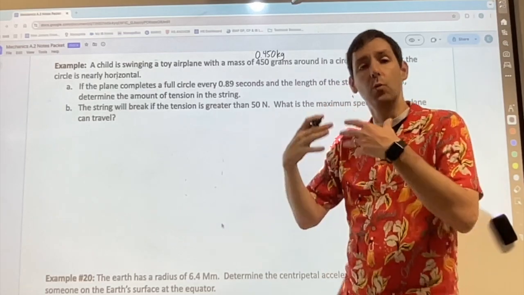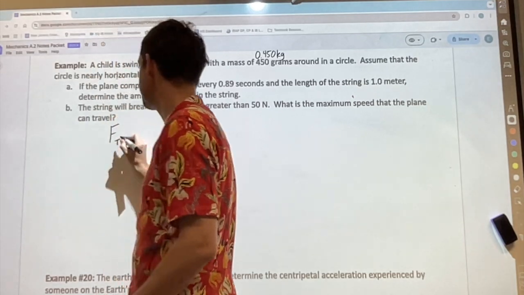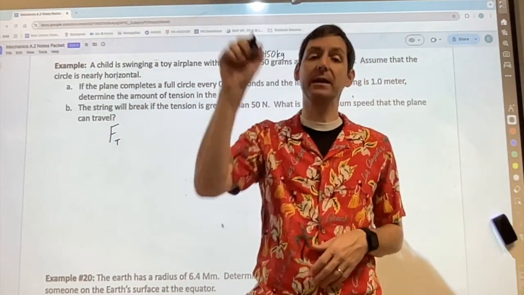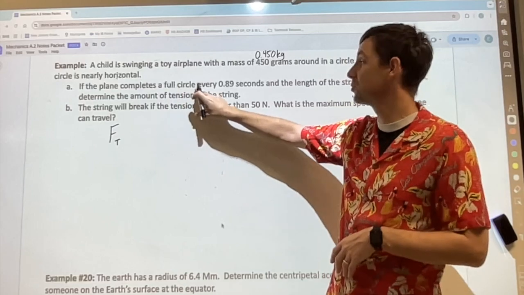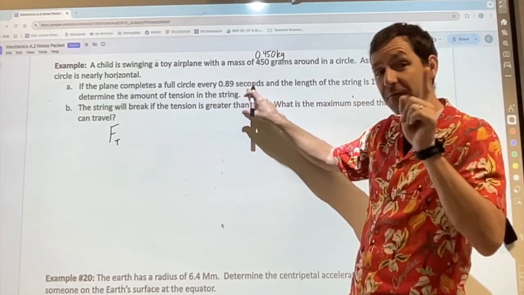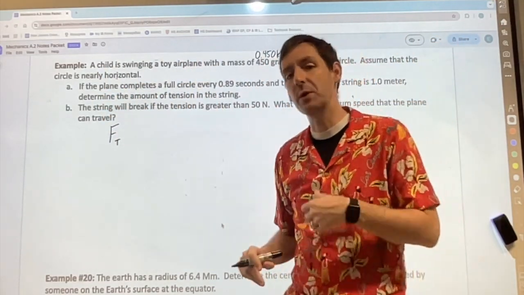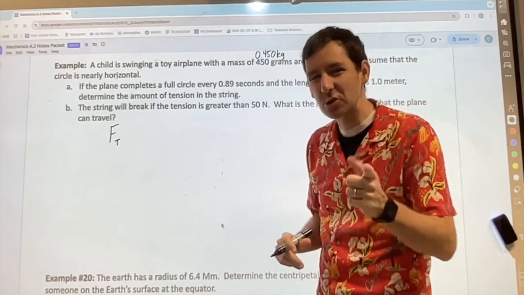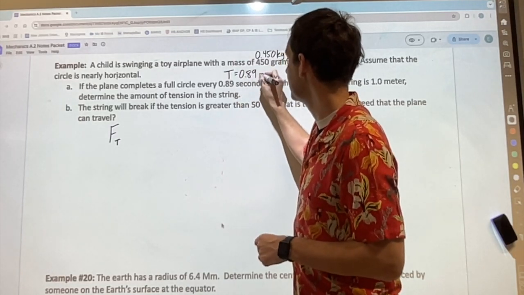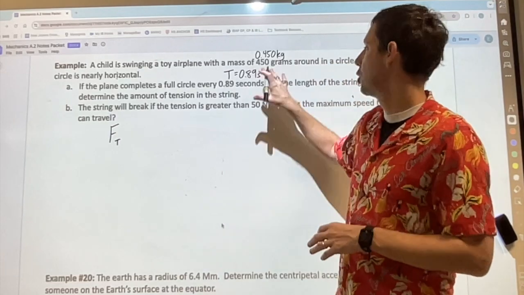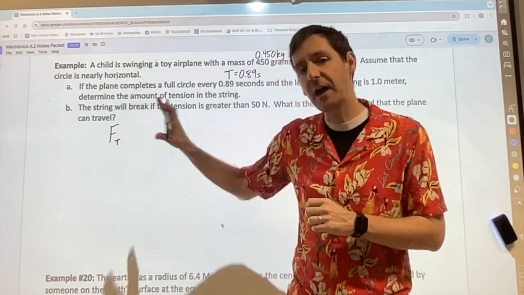Now, what we're looking for is the force of tension. I'm going to label it F_T. Sometimes we've just put a capital T, but they've given us that the plane completes a full circle every 0.89 seconds. We defined that in class: the time it takes to complete one full circle is what we call the period, and the period also uses a capital T. So my period is 0.89 seconds. I'm going to use capital T for the period and F_T for the force of tension, which is what I'm looking for.